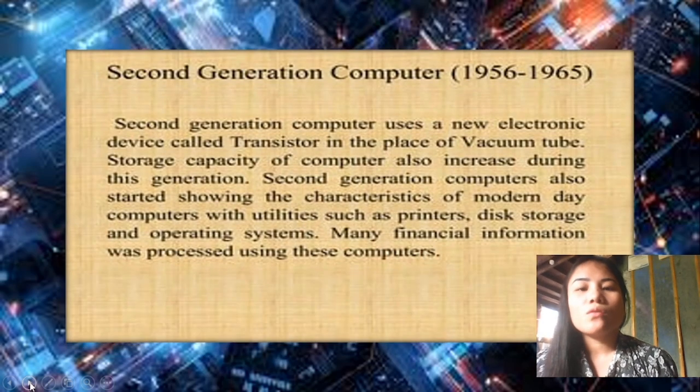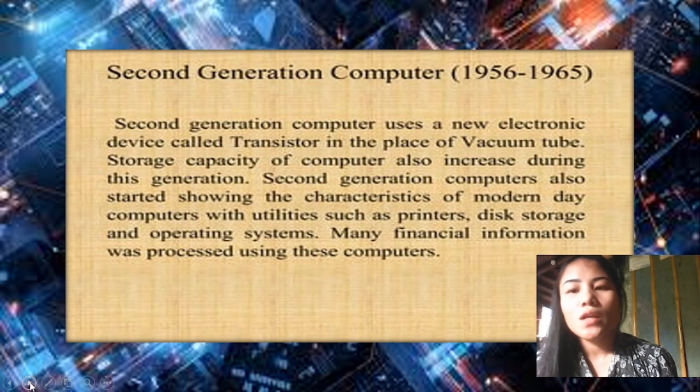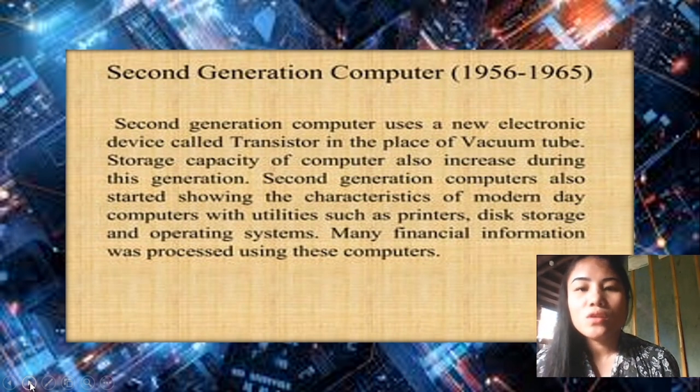Then second generation computer, 1956 to 1965. Second generation computer uses a new electronic device called transistors in place of vacuum tubes. Storage capacity of computers also increased during this generation. Second generation computers also started showing the characteristics of modern day computers with utilities such as printers, disk storage, and operating systems. Main financial information was processed using these computers. This is an example of second generation computers from 1956 to 1965.